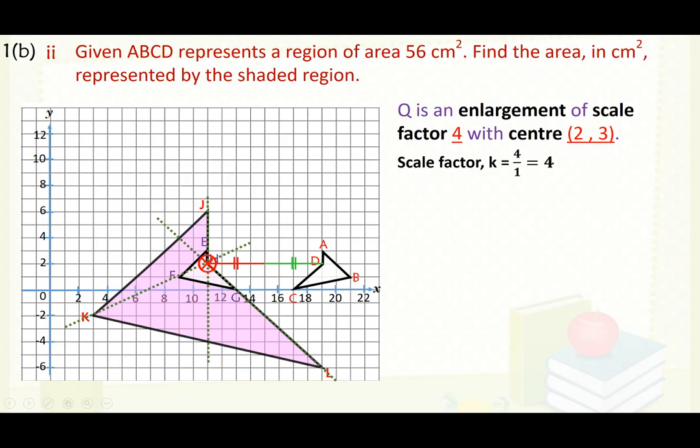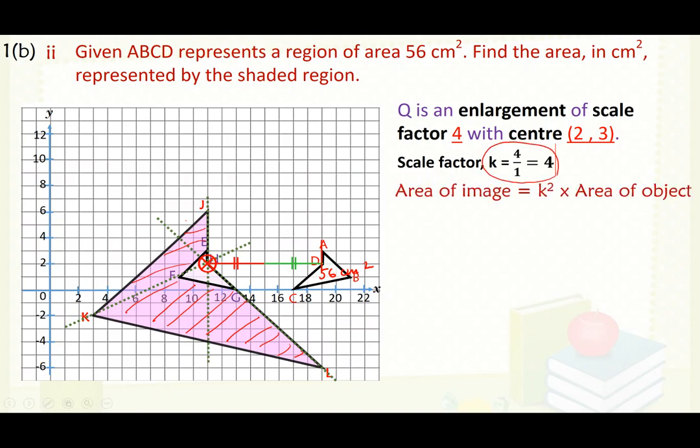B2. Given ABCD represents a region of area 56. ABCD. The area is 56 cm square. Find the area in cm square represented by the shaded region. This is the shaded region. I want to know the shaded region. Okay, so from the B1, we know the scale factor is 4.